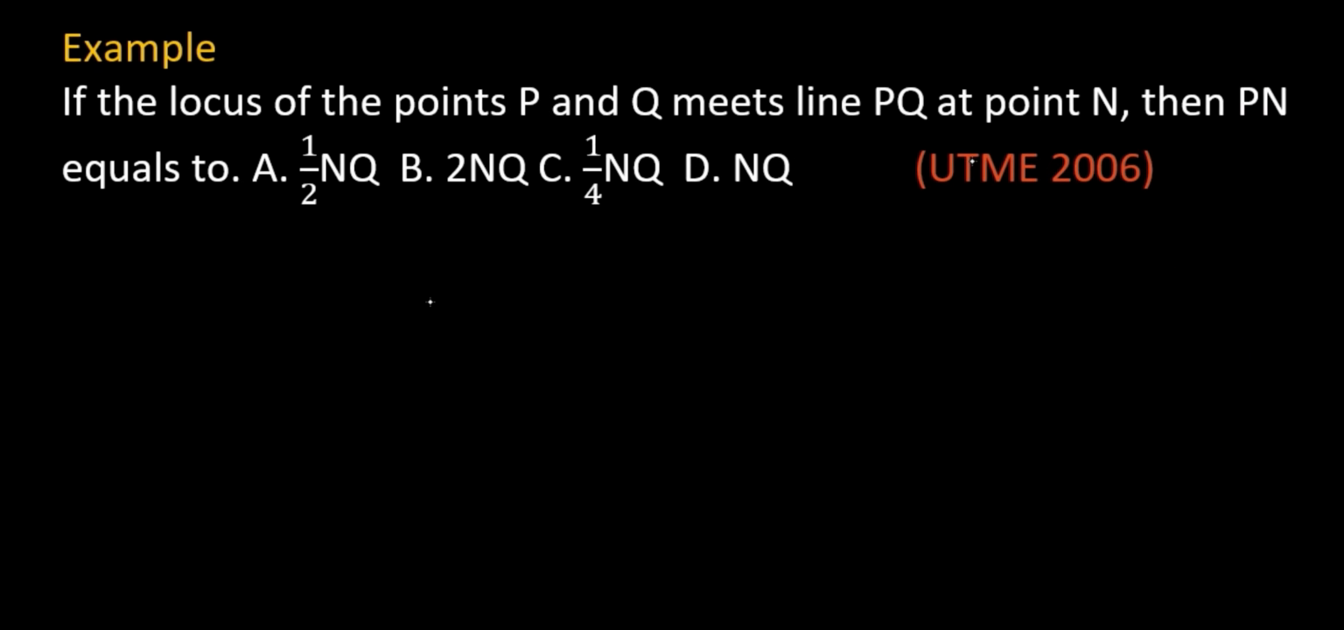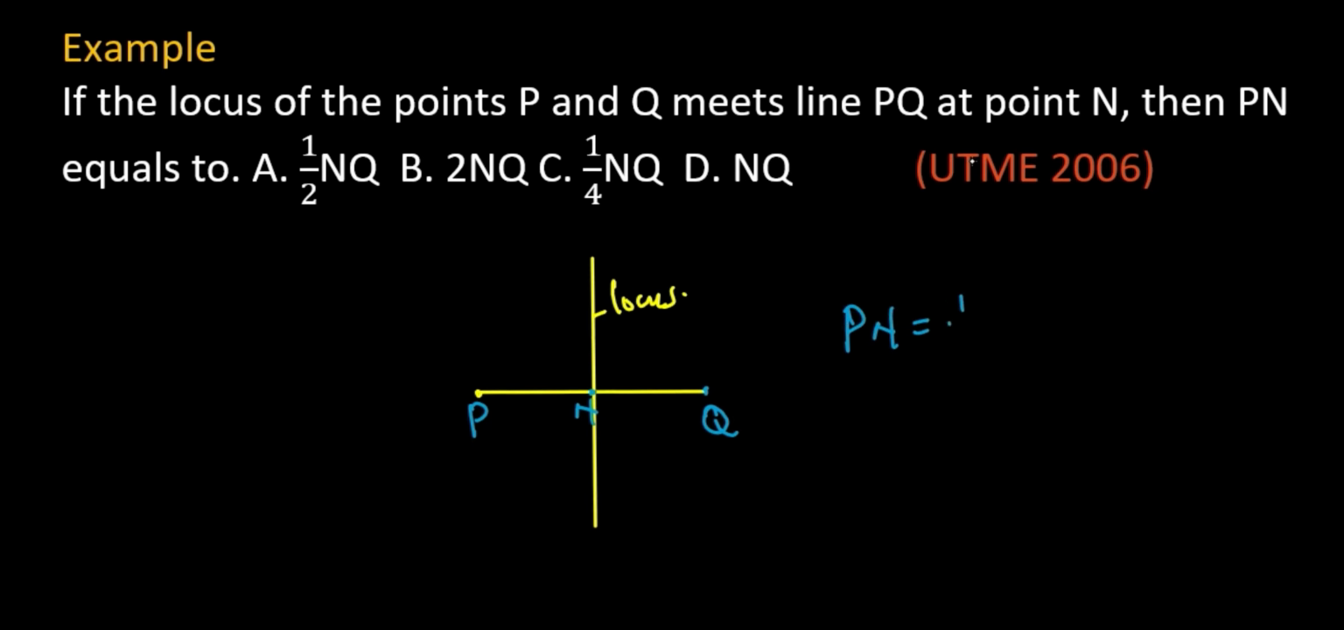Okay, let's look at another example. If the locus of the point P and Q meets line PQ at point N, then PN equals to... we have a PQ here. We have the locus that divides it into two equal parts and meets line PQ at N. So we know that PN is equal to NQ. So it shows that PN is equal to half PQ, which is also equal to the NQ in this instance. Okay, option D is our final answer.